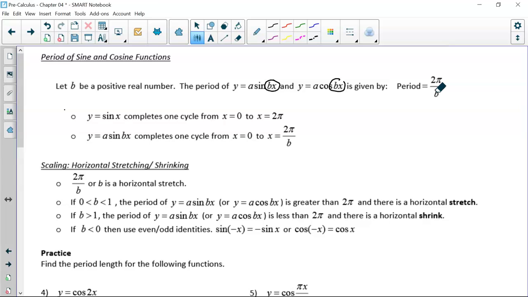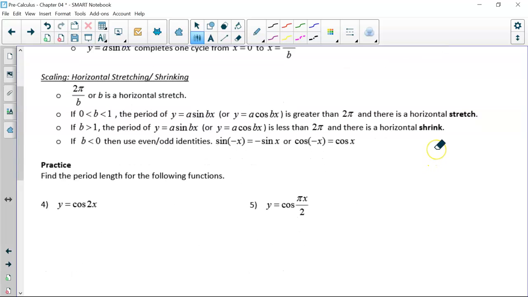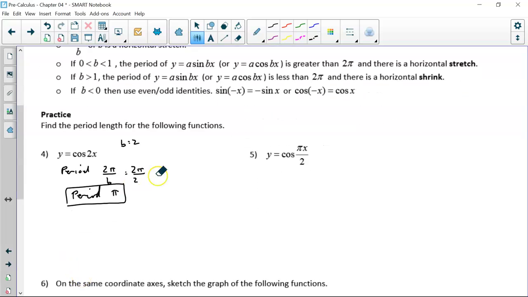So now, when we do that, for number 4, b is 2. So the period is 2 pi divided by b. So it's going to be 2 pi divided by 2. The period for this is pi. That means to complete one full cycle, we only need pi as opposed to 2 pi.